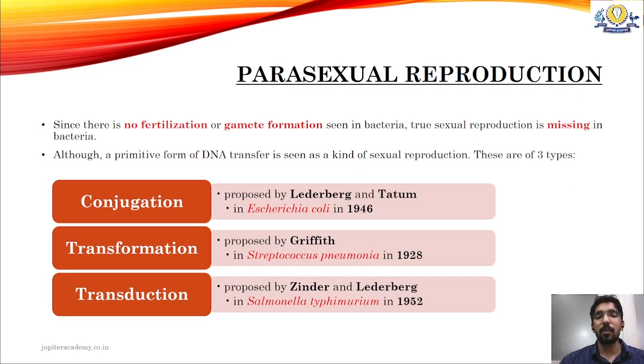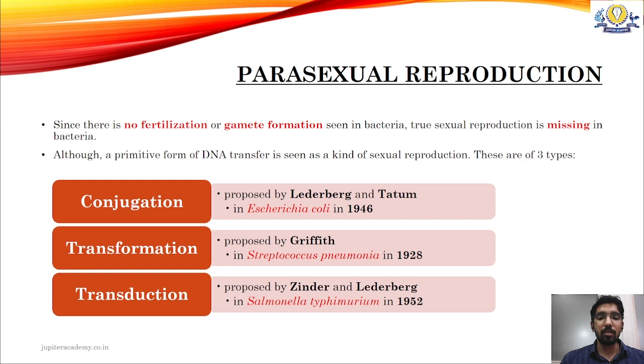The second type of reproduction seen is parasexual reproduction. As I said before, since there is no fertilization and gamete formation in bacteria, true sexual reproduction is missing. Although a primitive DNA transfer is seen as a kind of sexual reproduction. This primitive transfer is of 3 types: conjugation, transformation, and transduction. So, let us look into the scientists who first discovered these processes, the organism in which they first discovered this, and the year. All this is important with respect to NEET.